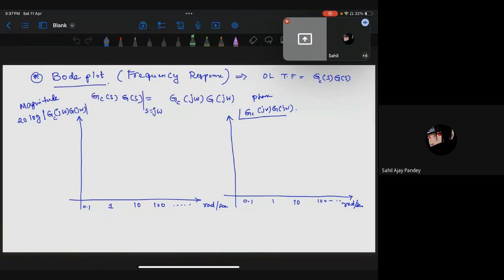Yes, sir. So your doubt is what is this phase margin and gain margin? This is the Bode plot. In Bode plot, we take the open loop transfer function. For that open loop transfer function, in place of S, we substitute S is equal to J omega. So we get this open loop transfer function.